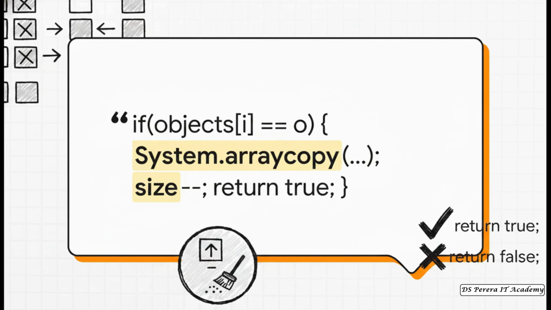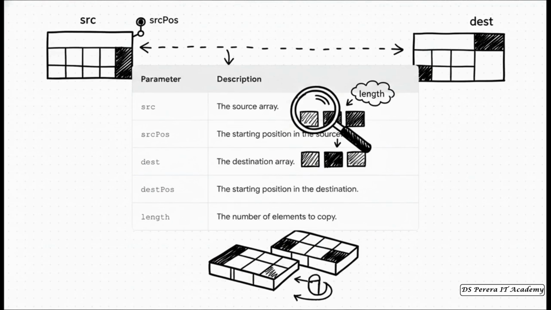To handle the shifting part efficiently, we're going to use a very powerful built-in Java method called System.arraycopy. After the shift is done, we decrease the size, do a little cleanup, and then return true to signal that the removal was successful.